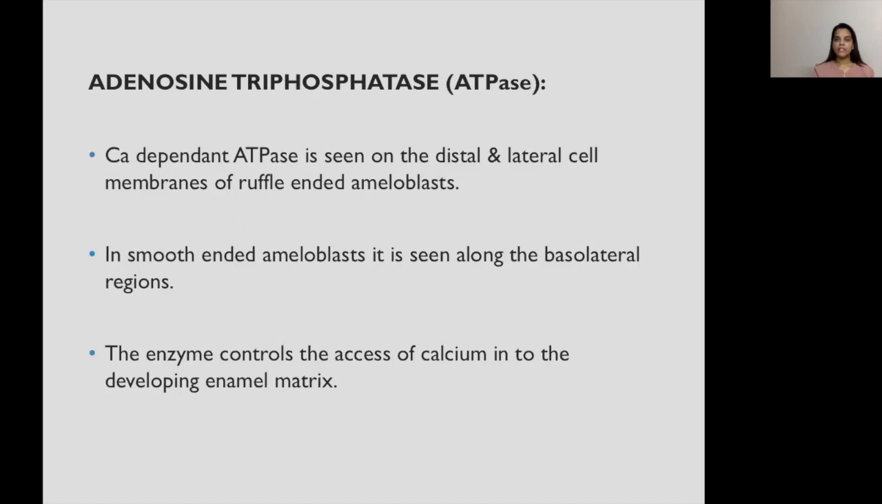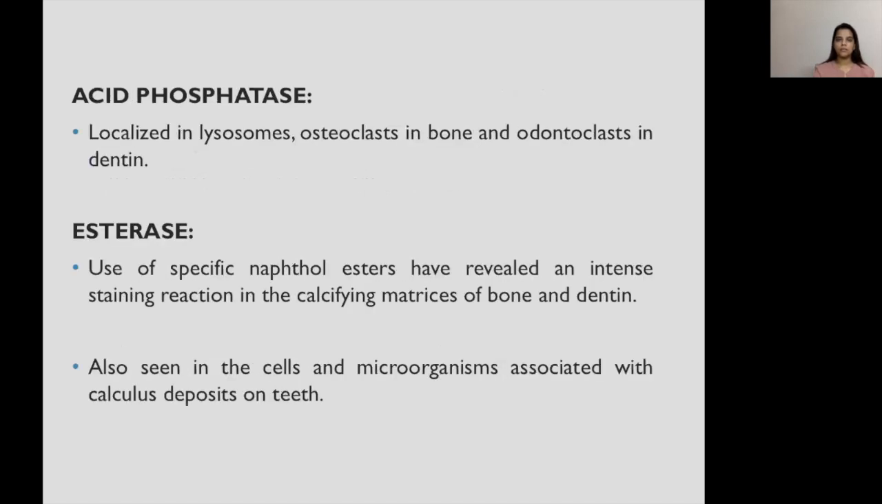Adenosine triphosphatase, which is also called ATPase. Calcium-dependent ATPase is seen on the distal and lateral cell membrane of ruffle-ended ameloblasts. In smooth-ended ameloblasts, it is seen along basolateral regions. So the enzyme controls the access of calcium into the developing enamel matrix.